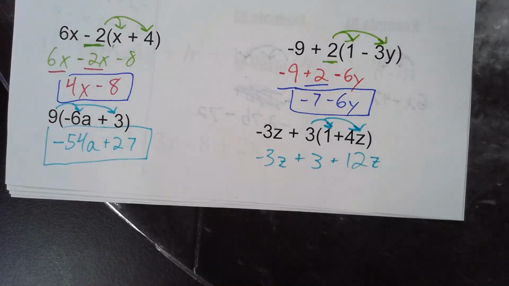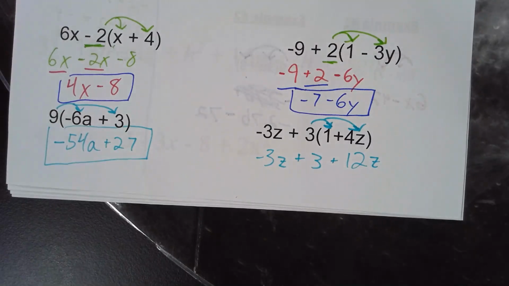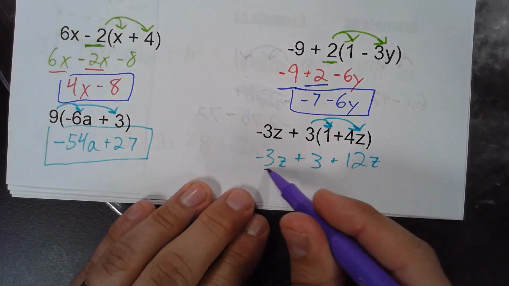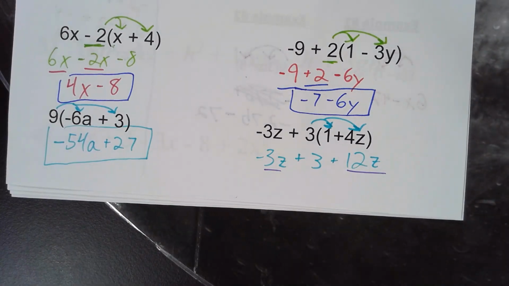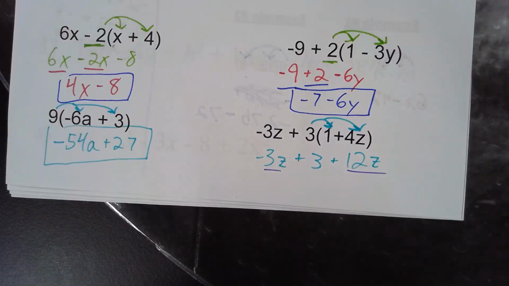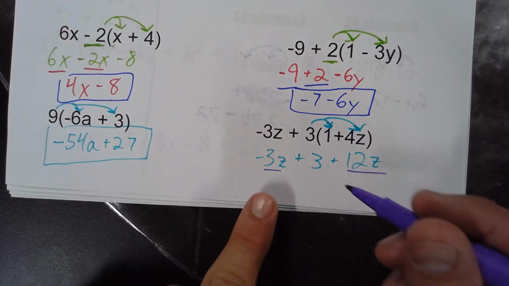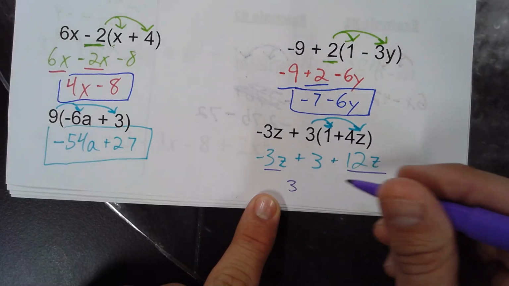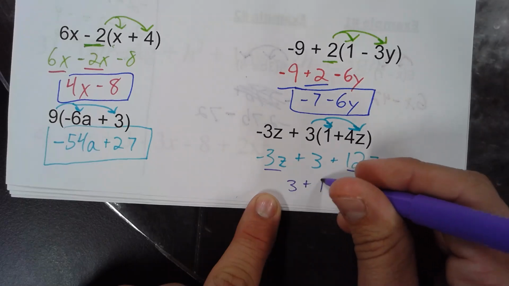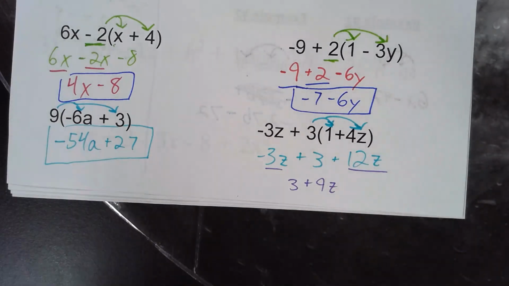And so what are my two like terms on this one? Yeah, 3z and 12z, right. And so what is 12z plus a negative 3z? Not negative 9, or positive 9. Yeah, so 3 plus 9z, or we could have said 9z plus 3.